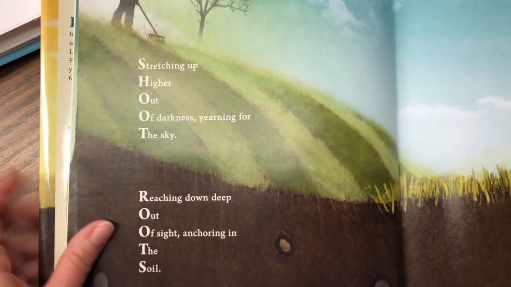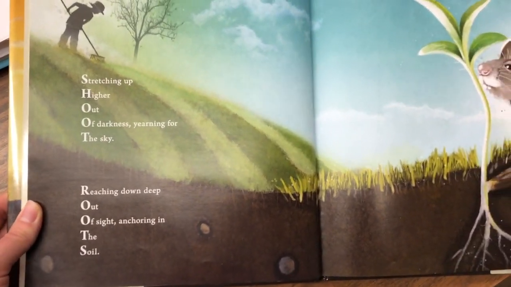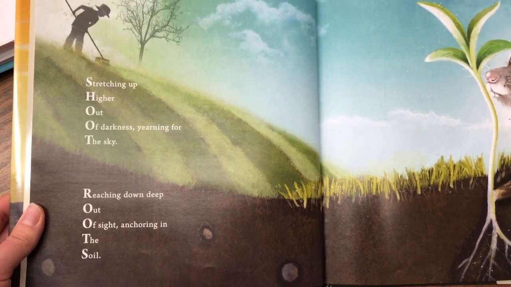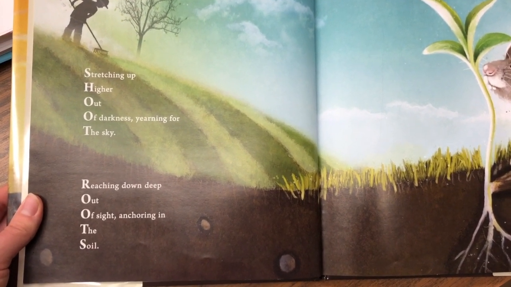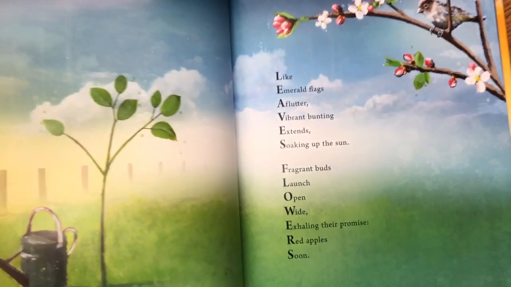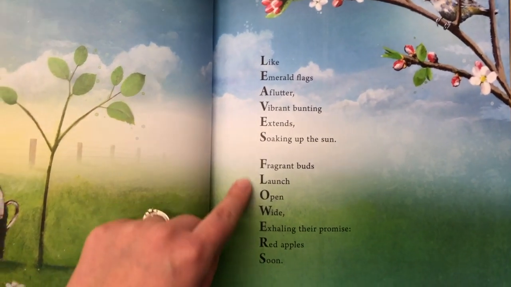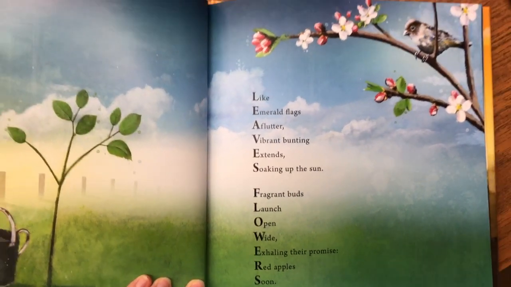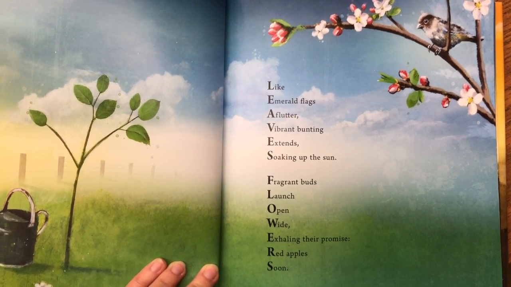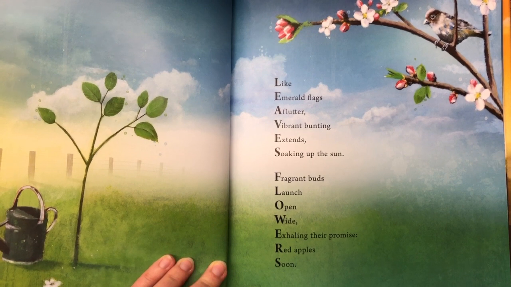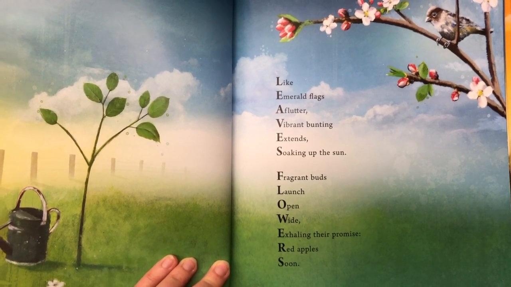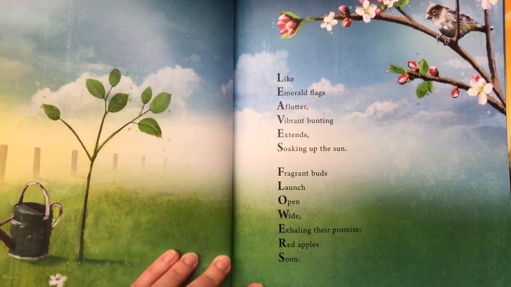Shoot roots, stretching up higher out of darkness, yearning for the sky, reaching down deep out of sight, anchoring in the soil. Leaves flowers. Like emerald flags aflutter, vibrant bunting extends, soaking up the sun. Fragrant buds launch open wide, exhaling their promise. Red apples soon.